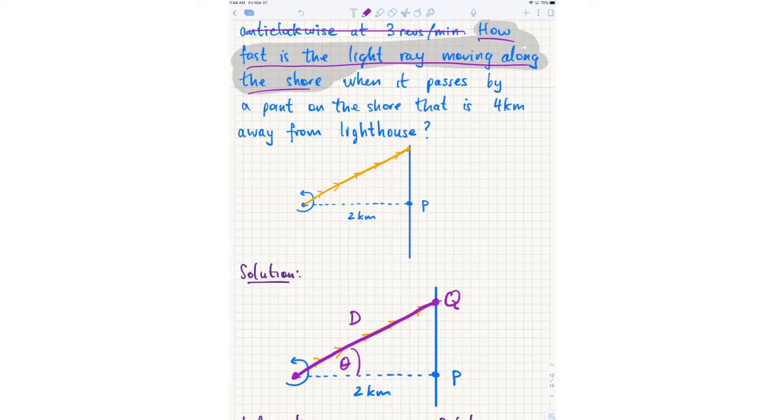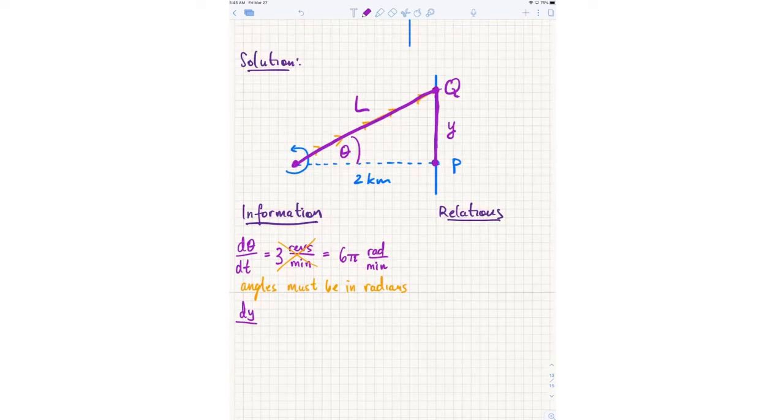However, to answer the question, how fast is the light ray moving along the shore, I actually need to know the distance from Q to P. And we can call that, say, Y. And in fact, let's change the D to L, just so I don't keep saying D, D, D. So many Ds. Moving along the shore indicates that I want to know how this point Q moves up and down the shoreline. So I actually want to know dy/dt. The rate of change of that distance Y is in fact how fast the point Q is moving along the shore.